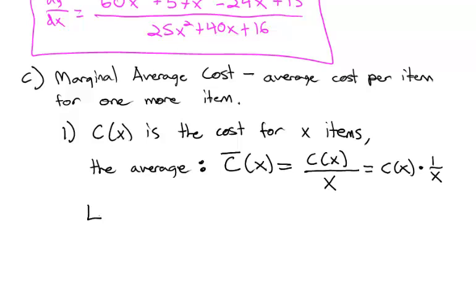And just like we expected from our past experience with marginal cost, marginal revenue, marginal profit, to find the marginal average cost, we take the derivative. So it's going to be C bar prime of x. The derivative gives us the marginal. How much more are we going to increase or decrease to get one more?